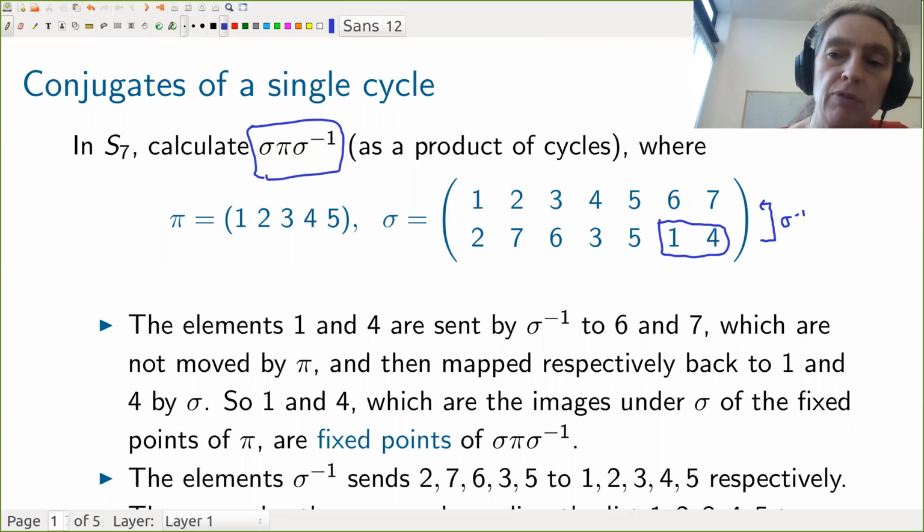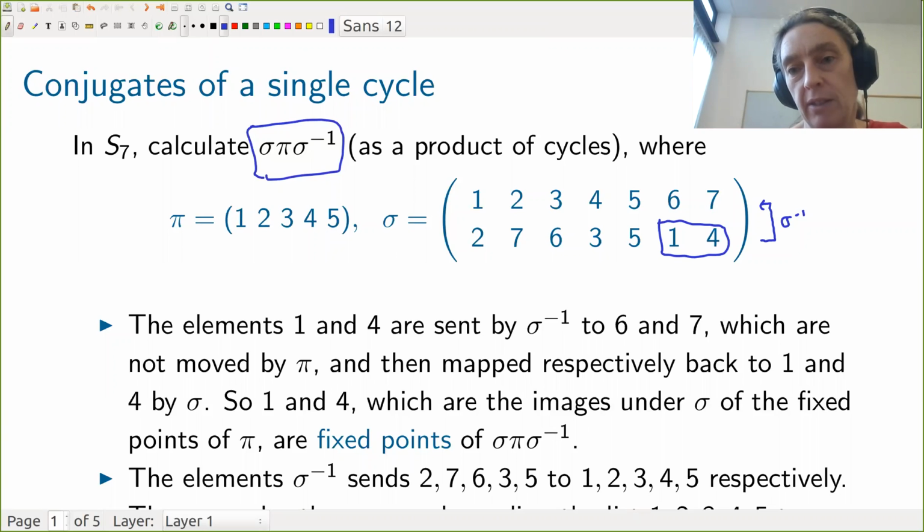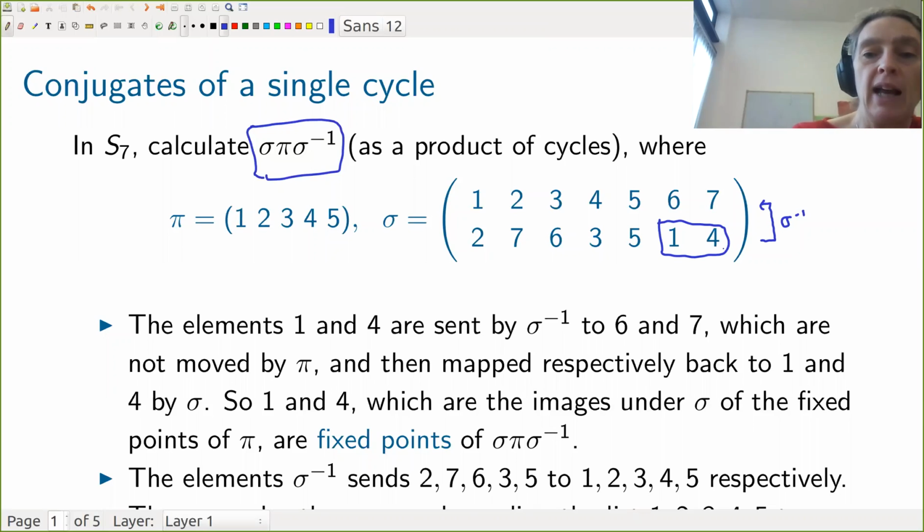So what happens to 1 and 4 when you apply sigma after pi after sigma inverse is that sigma inverse lifts them up to 6 and 7. Pi leaves them there. Sigma drops them back down to where they came from, 1 and 4. They just get lifted up by sigma inverse and dropped back down by sigma, because pi doesn't do anything to the 6 and 7 that you reach after applying sigma inverse. So the elements 1 and 4 are fixed, not by sigma or by pi, but by the composition, because that composition just lifts them up to 2 fixed points of pi and drops them back down again. So 1 and 4 are fixed points of sigma pi sigma inverse.